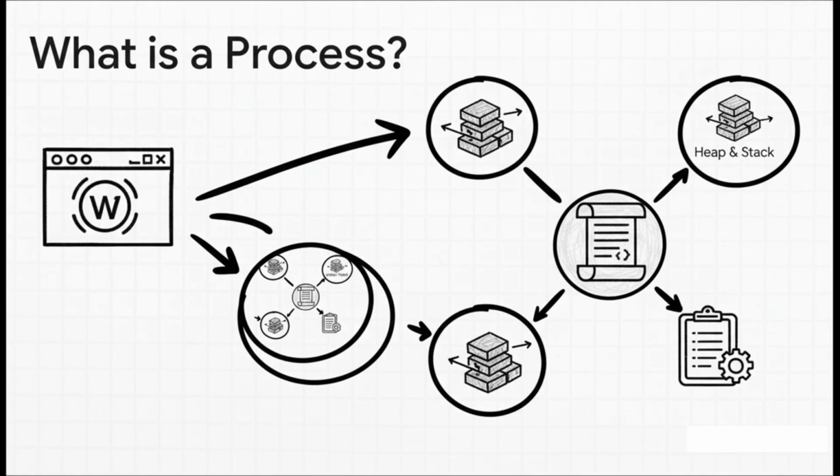A process is way more than just the program's code. It's a whole self-contained world. It gets its own private memory. You'll hear this called the heap and the stack, and a ton of other info the OS needs to keep tabs on it. And this is exactly why you can open, say, 5 different browser windows. Each one is its own separate process, doing its own thing.